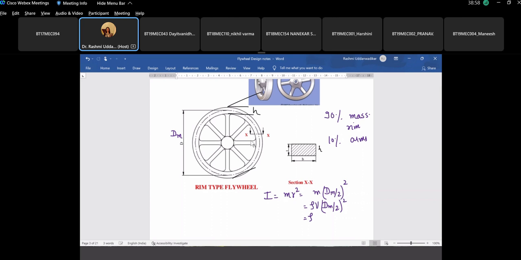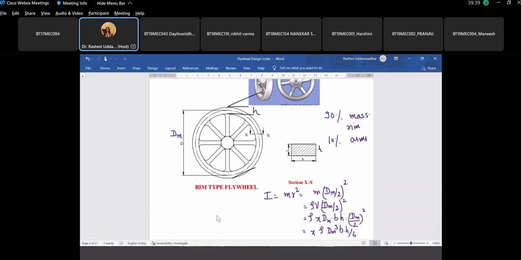Talking about the volume, this cross section is b by h, and here it is this periphery pi dm, the circumference. So its volume is pi dm into b into h, into dm by 2 whole square. This is how we are going to find out its mass moment of inertia, which is proportional to b h by 4.